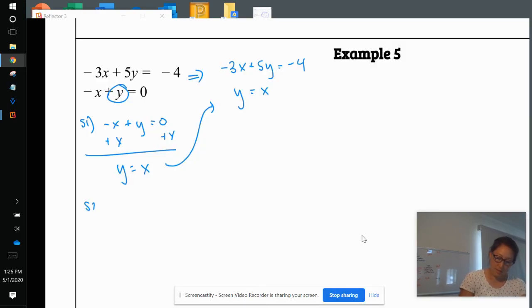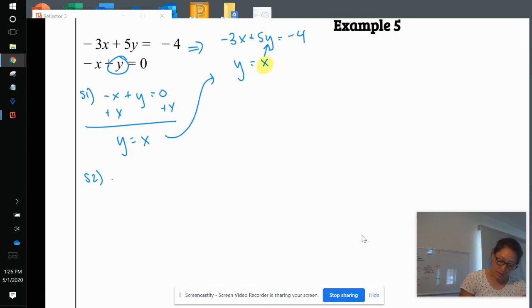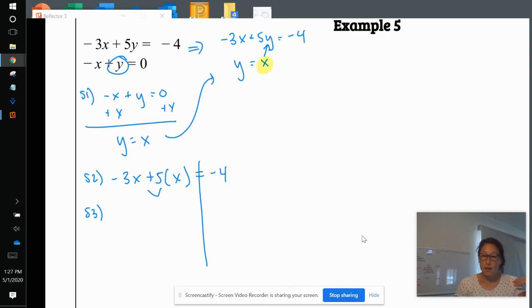All right, in step number 2, I'm going to take my x value. x is equal to y, so I'm going to plug it in for y. So I get negative 3x plus 5, instead of y, I'm going to put x, is equal to negative 4. Okay, step 3 is to solve. So negative 3x plus 5x gives me a total of 2x is equal to negative 4. Divide by 2. So x is equal to negative 2.